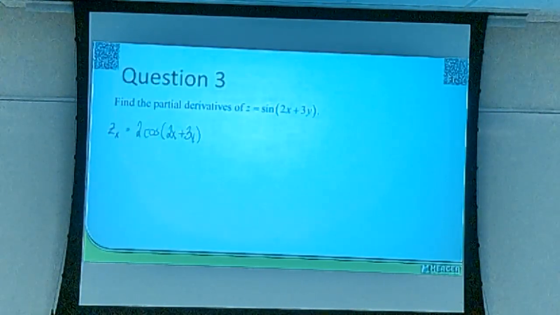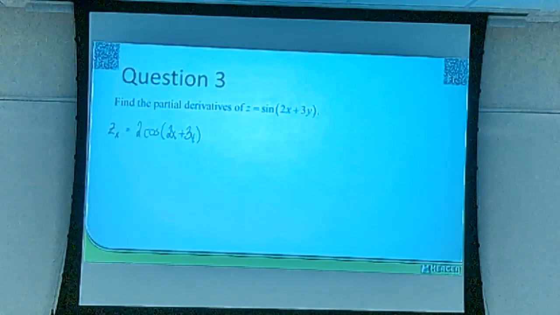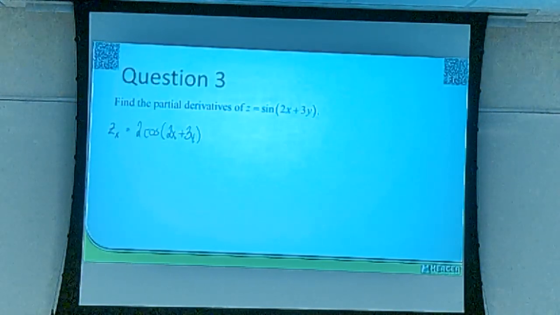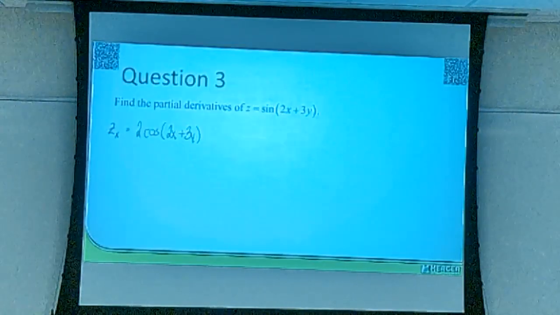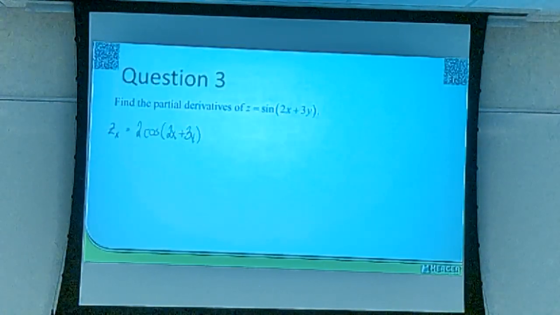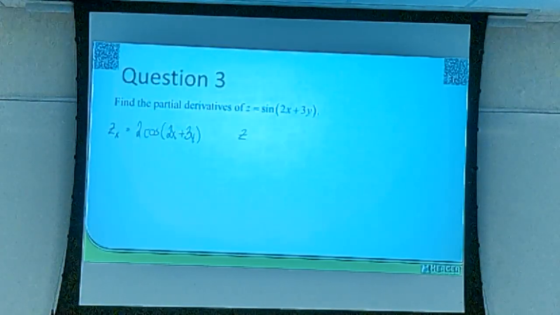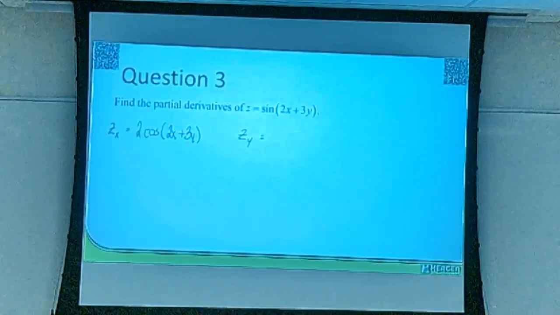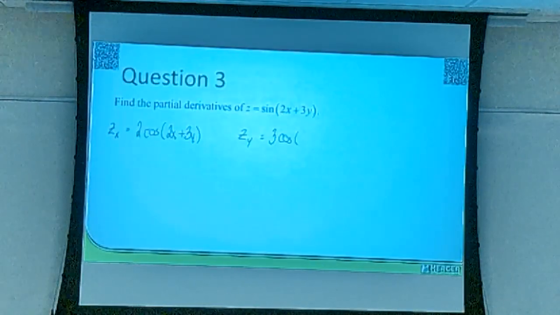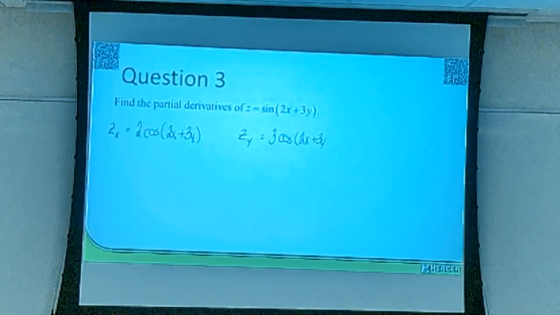Derivative of sine of u is cosine of u times du dx. The function stays unchanged. What about with respect to y? 3 cosine of 2x plus 3y. There's your two partials.